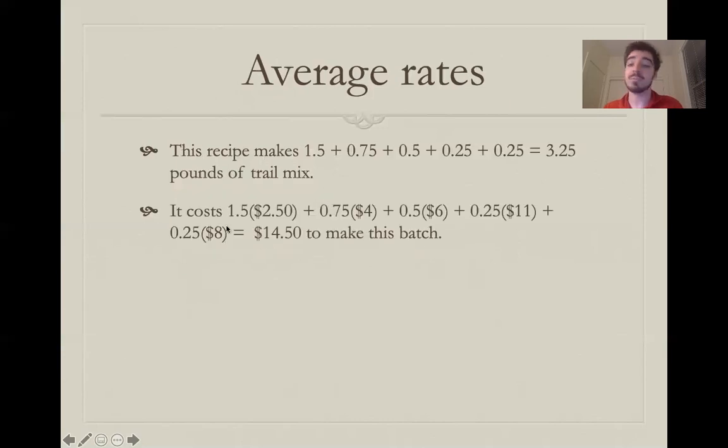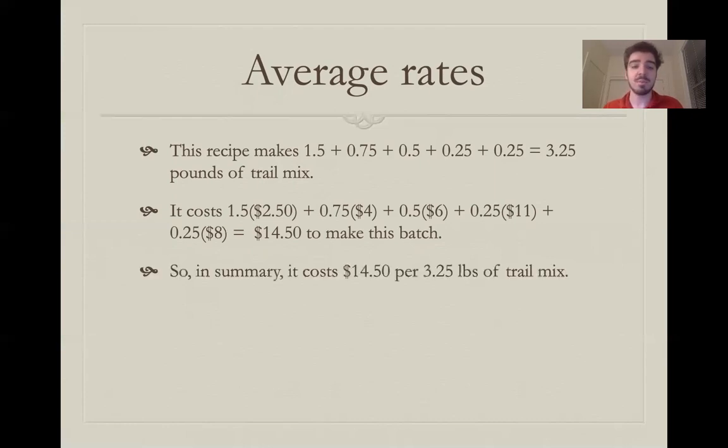And that's going to total up to $14.50 for this big batch of trail mix. Okay, so in summary, we spent $14.50 to make 3.25 pounds of trail mix. Now, we want to know what's the average rate, right? What's the cost of 1 pound of trail mix?